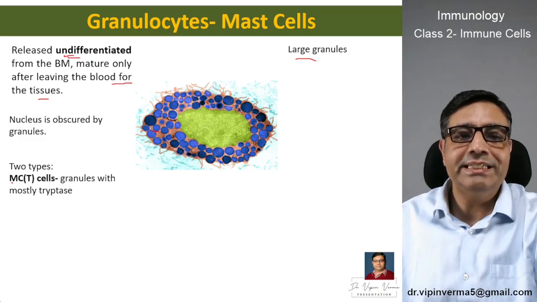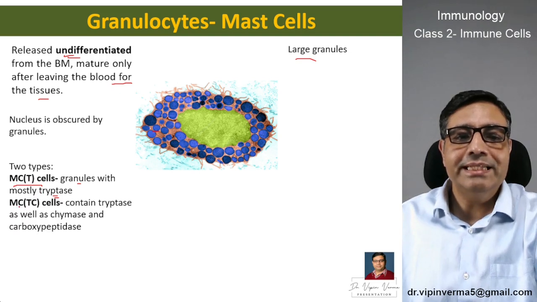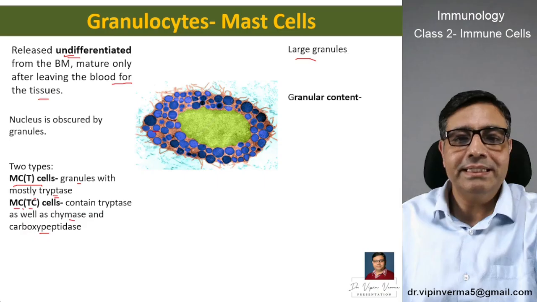There are two types of mast cells. One is the MCT cells, where the granules are filled mostly with tryptase, so we call them mast cells tryptase, MCT cells. And then we have the mast cells with tryptase as well as chymase and carboxypeptidase, so we call them MCTC cells: mast cells tryptase, chymase and carboxypeptidase. So these are the two subtypes of mast cells.